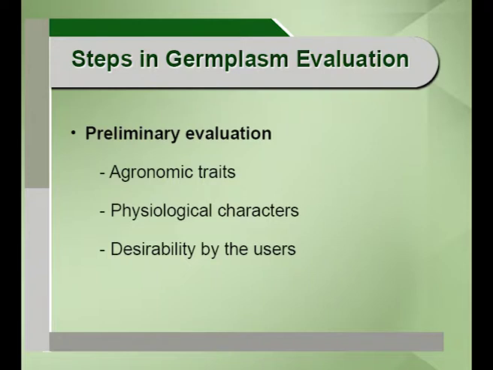And the next important step in germplasm evaluation is the preliminary evaluation. I told you that in the case of passport data collection, we focus on certain agronomic traits. In the case of preliminary evaluation, we will be focusing on additional agronomic traits. We'll be focusing on physiological characters like time of flowering and time for maturity, and we'll be looking at tillering behavior and tillering characteristics. So this kind of physiological characteristics will also be noted in this preliminary evaluation stage.